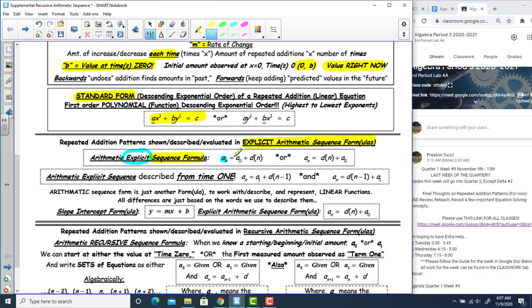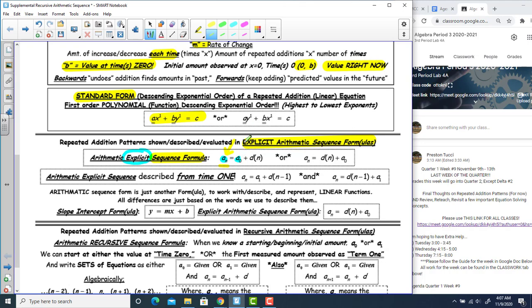In other countries, n is the number that we're looking for as opposed to y. A sub n means the amount at time n, a standing for amount. The amount at time n is the same thing as y. Y tells us what the measured amount is at some point in time, and the amount at time n does the same exact thing. A sub 0 tells us the amount at time 0, which is exactly the same as the y-intercept, the value at time 0.